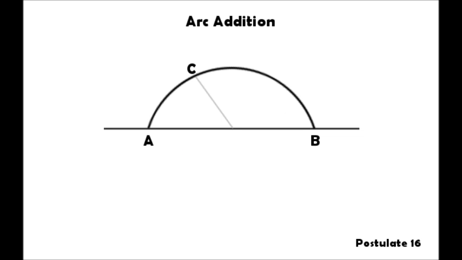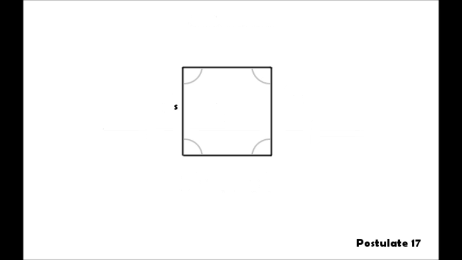Postulate 16 looks at arcs, which are segments of a curve. They are often segments of a circle. The sum of two adjacent arcs, AC and CB, equal the full measure of arc AB. Postulate 17 looks at squares. The area of the square equals the length of any side to the second power, or S squared.